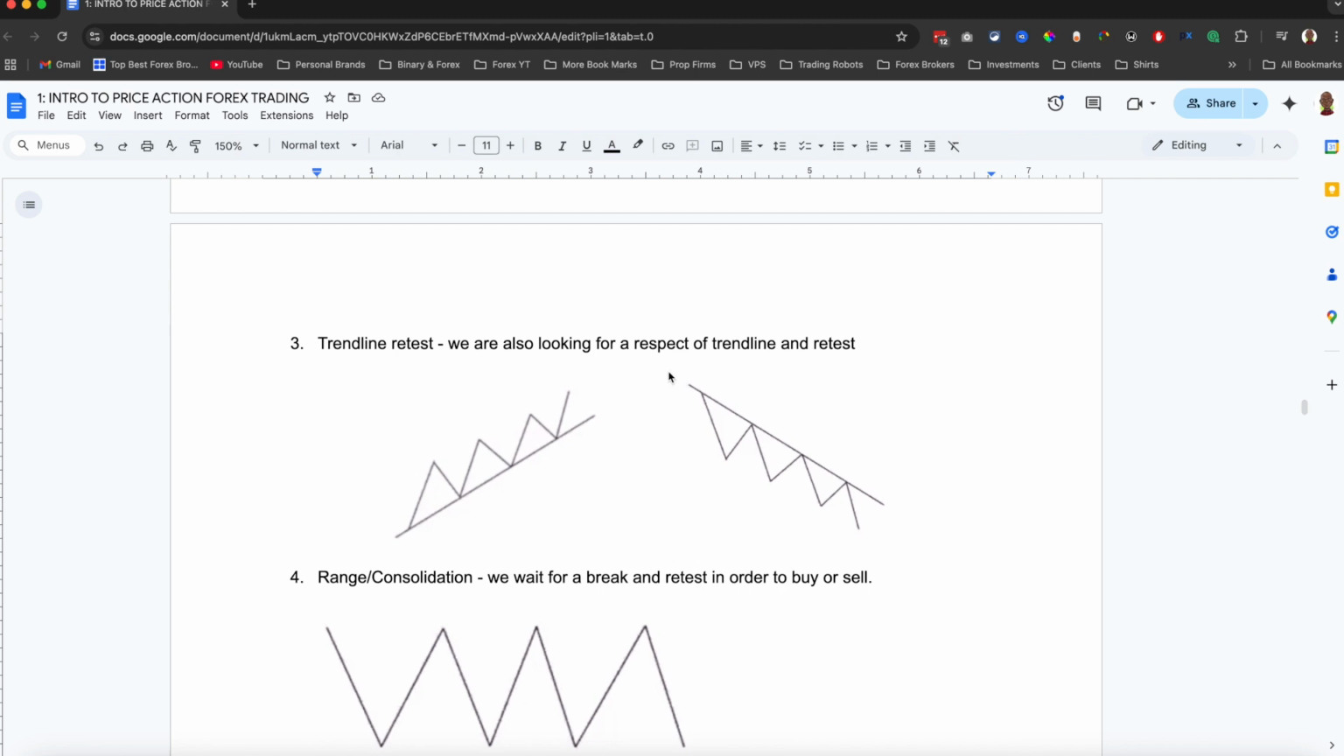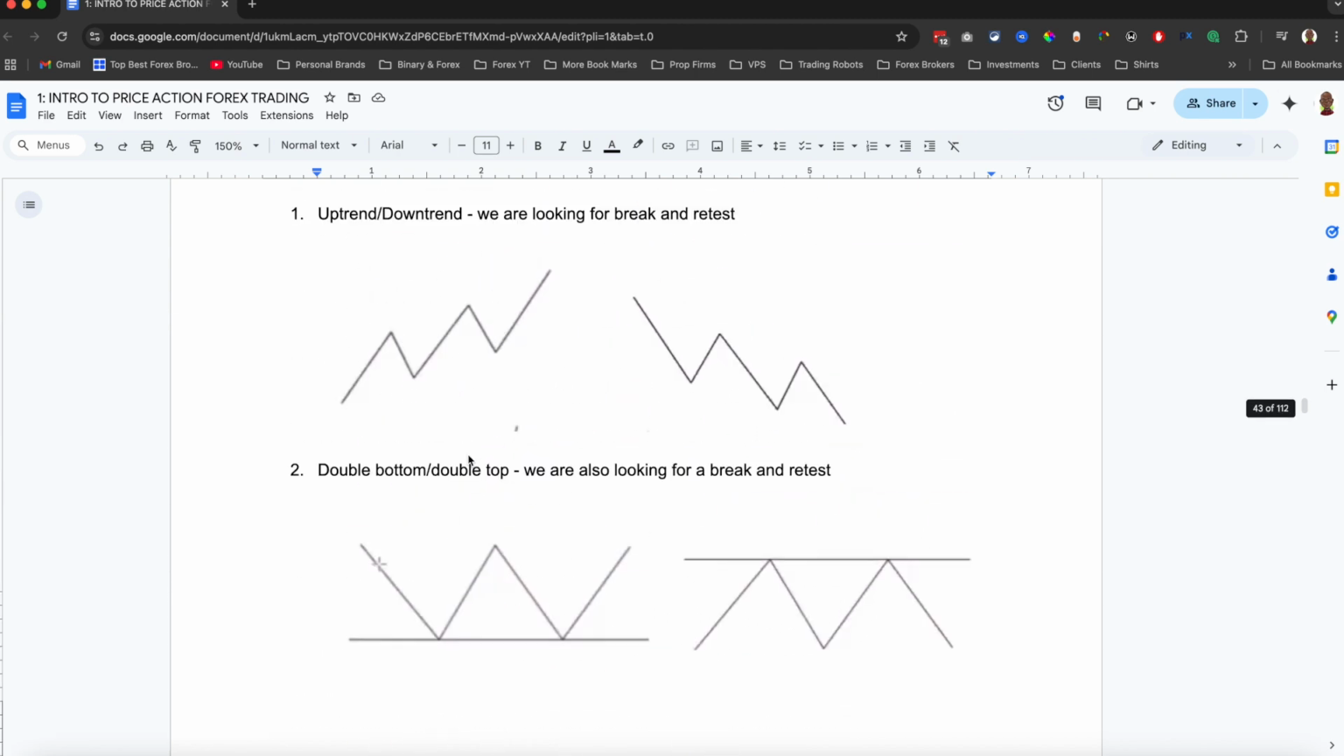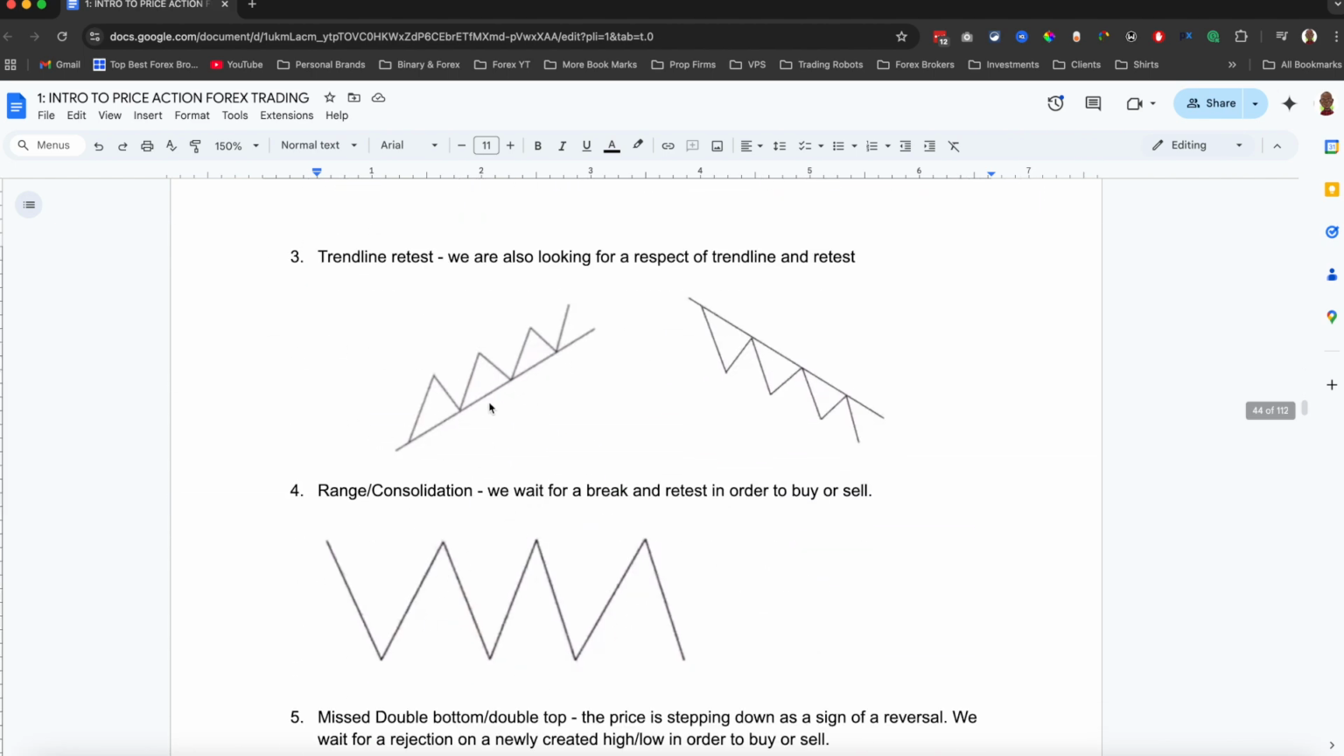We are looking for a respect of a trend line. So long as the trend line is respected down here, then you can put your trades. It's just the same as this one, but this one is now wait for a respect of a trend line and a retest. So this was a respect of a trend line, then a retest, because it did not go beyond the trend line. Then you wait for a retest, the same as this one here.